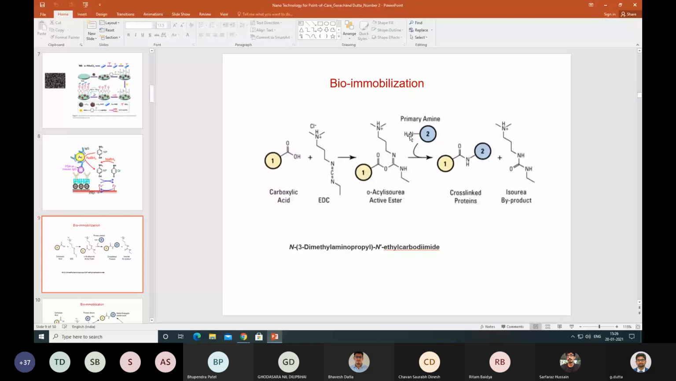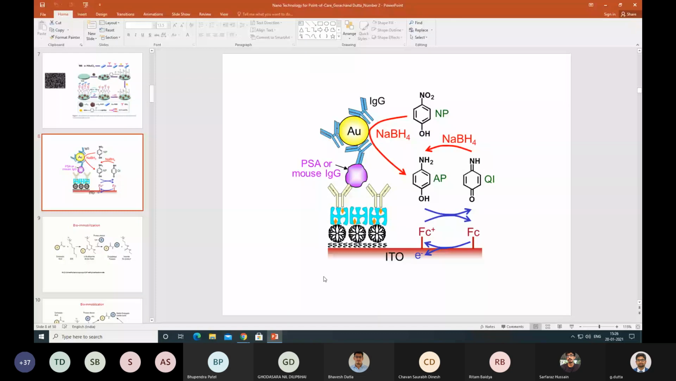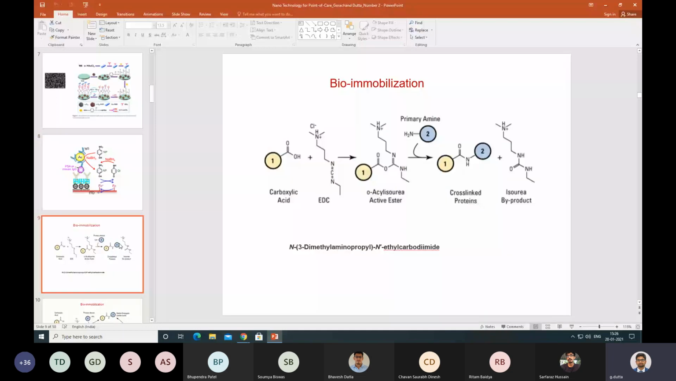Clear, guys? So does this primary amine group come from the antibody? Yes, the primary antibody already contains some free amine groups. If you see the structure of an antibody, it has some primary amine groups.